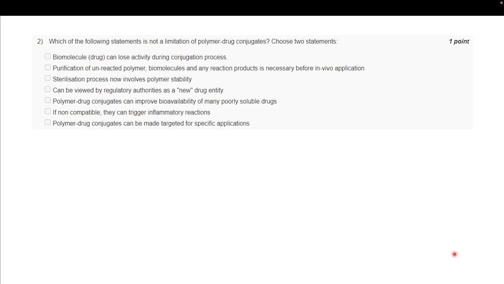Okay, the next question is which of the following statements is not a limitation of polymer drug conjugates? And there are two correct options. So take your time reading through the options. We have to select statements which are not a limitation of polymer drug conjugates. And then we'll discuss this question.